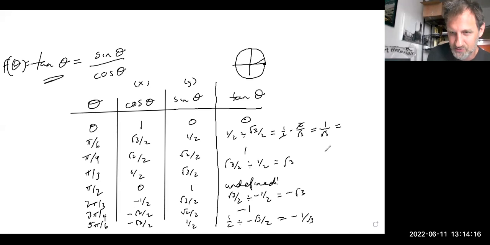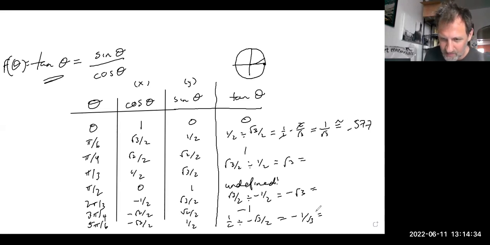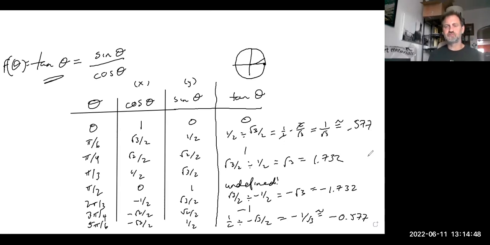I'm going to put decimal approximations here, here, here, and here. 1 divided by the square root of 3 is 0.577, which means that this is negative 0.577. Square root of 3 is 1.732. Negative 1.732.